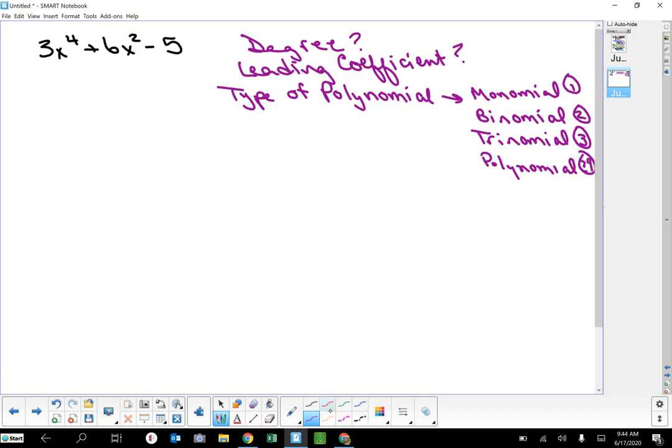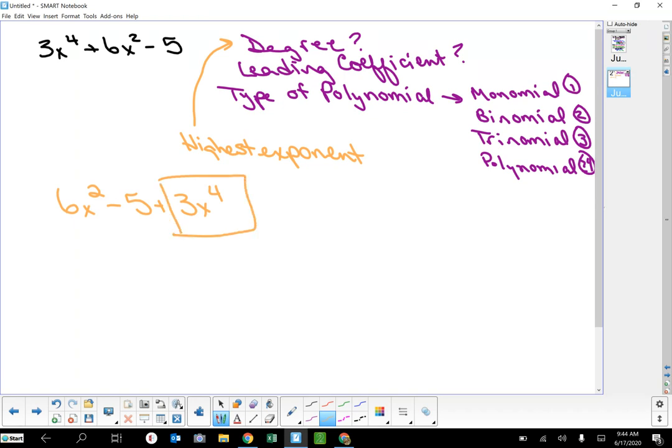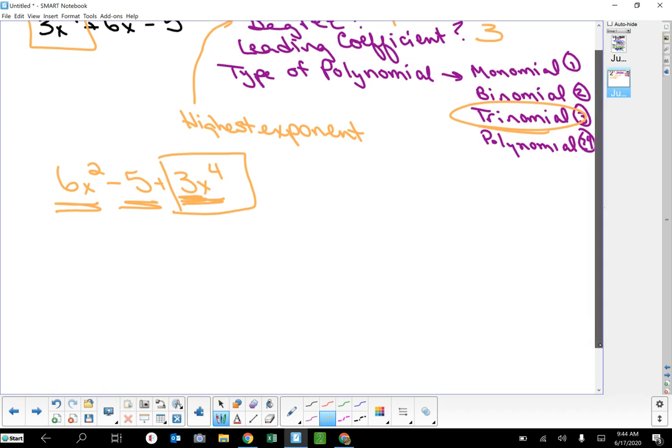So the degree, remember, comes from the highest exponent. And don't assume that they're going to put these in order. They may not, right? This might look like 6x squared minus 5 plus 3x to the fourth. Either way, this term in both of these has the highest exponent, right? And so the degree here would be 4. The leading coefficient always is on that term with the highest degree. So the leading coefficient here is a 3. And because there are 1, 2, 3 terms in this, this would be a trinomial. Okay? So that's all you have to do if you see something like that.